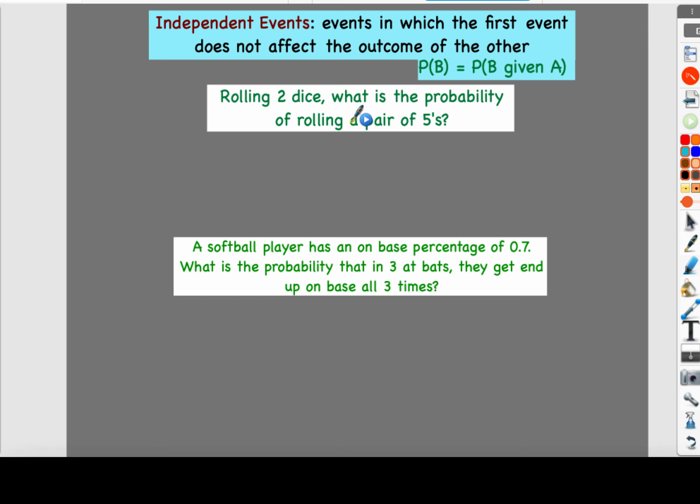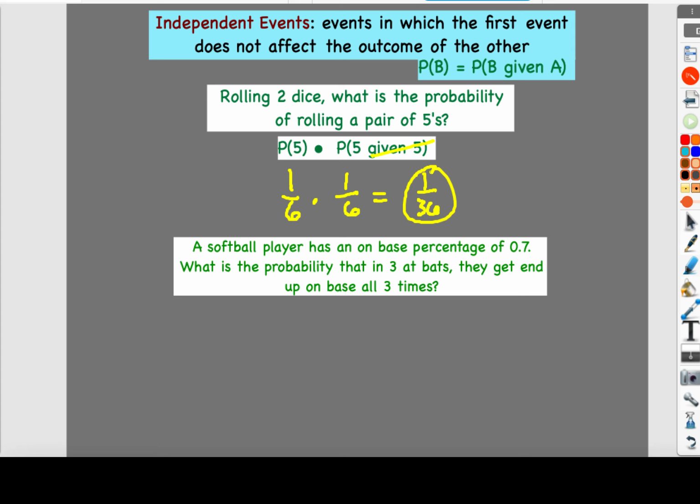So rolling 2 dice, what's the probability of rolling a pair of 5s? Well, the probability of rolling a 5 the first time is 1/6. The probability of rolling a 5 the second time, given we rolled it the first time? Well, the first die doesn't in any way affect the second one. So again, there's still a 1/6 chance on that second die of rolling a 5. Doesn't matter what the other one did, right? That given 5 really doesn't matter. So again, it's going to be a 1/36th chance of that happening.